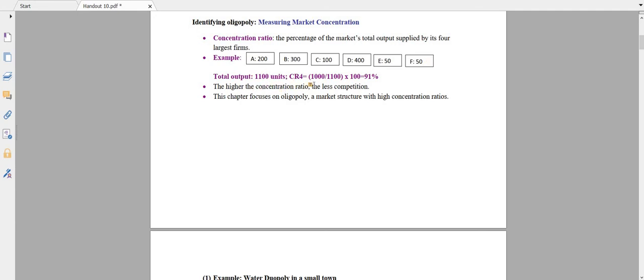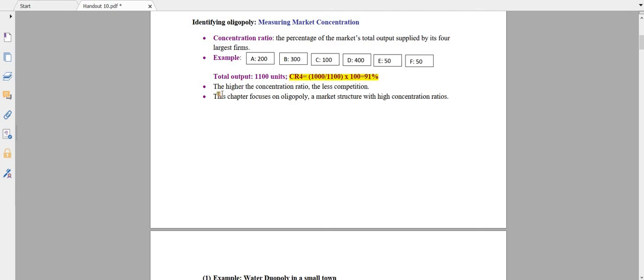The way you calculate concentration ratio 4 is that you're going to divide the market share of the 4 biggest players in the market, which incidentally turn out to be A, B, C, and D. So add their production levels, which comes up to 1000, divided by the total market production, which is 1100, times 100. That is going to give me 91%.